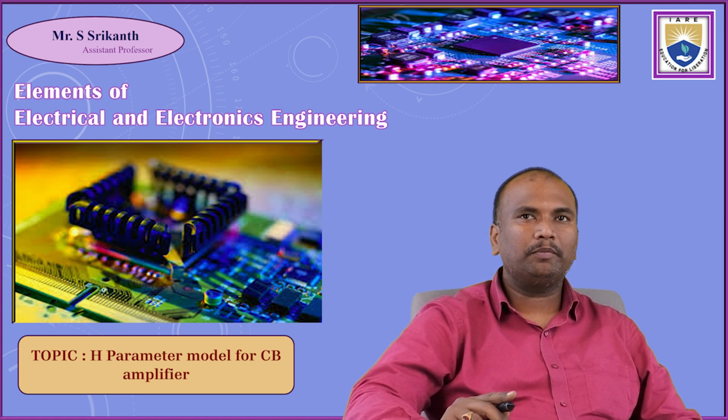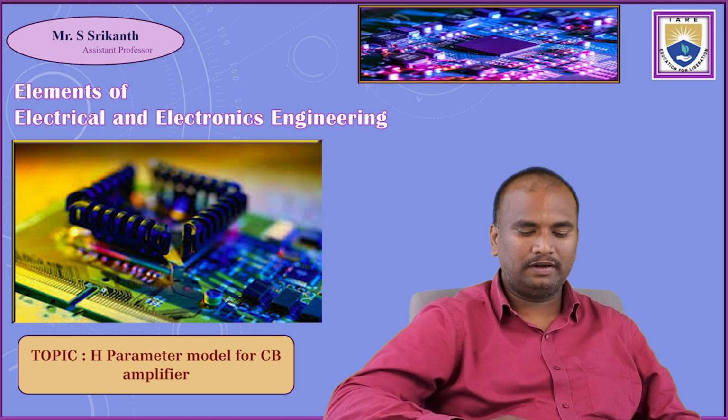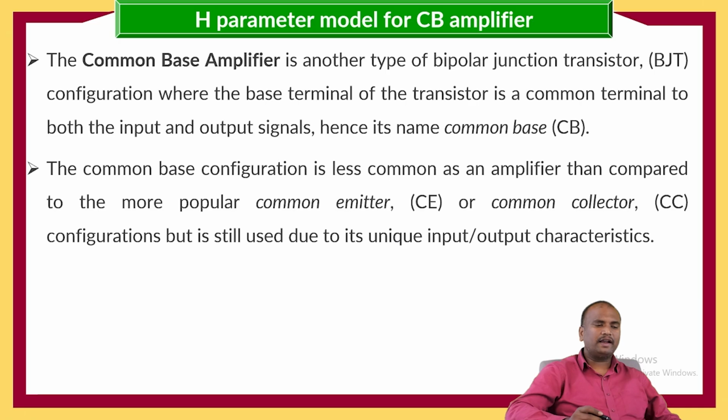In this session, I'm going to discuss the H parameter model for common base amplifier circuit. The common base amplifier is another type of BJT configuration where the base terminal of the transistor is common to both input and output terminals. Hence, it is known as common base. The common base configuration is less common as compared with the common emitter or common collector configurations, but it is still used due to its unique input and output characteristics.